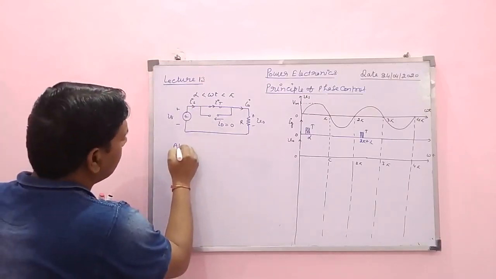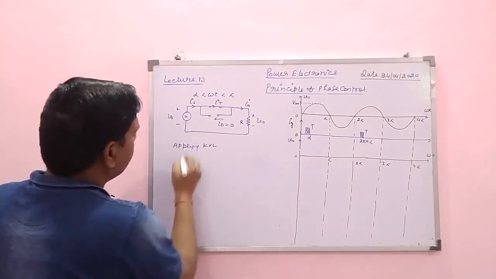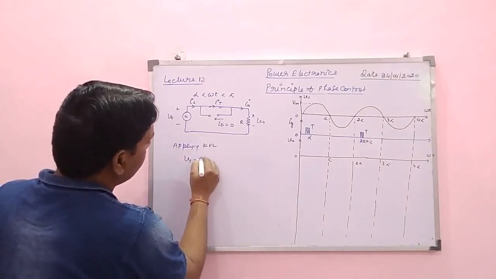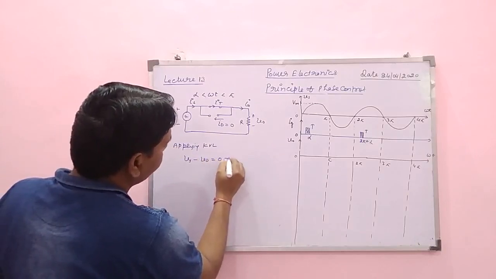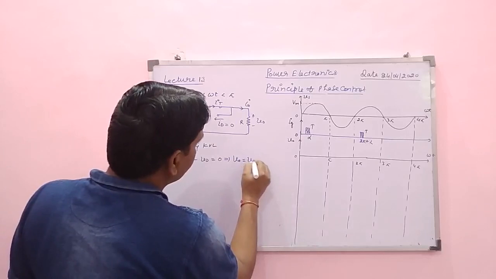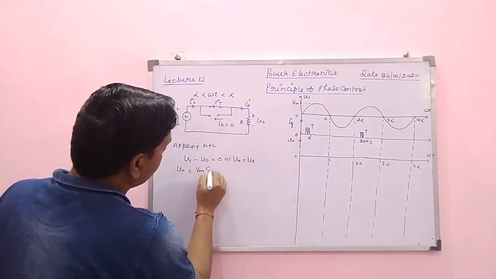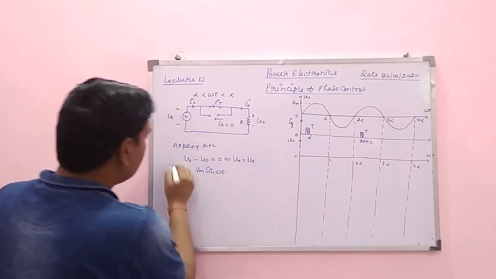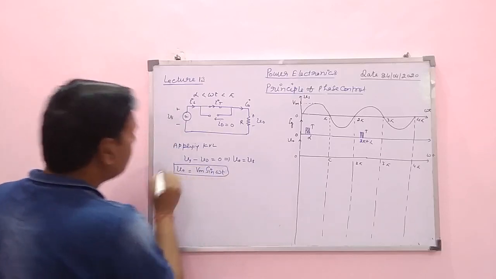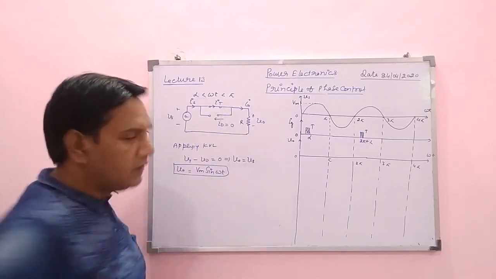So applying KVL, that is Vs plus minus V naught is equal to 0. That's why V naught will be equal to Vs, and V naught will be equal to Vm sin omega t. It means from the duration alpha to pi, the output voltage will follow the supply voltage.